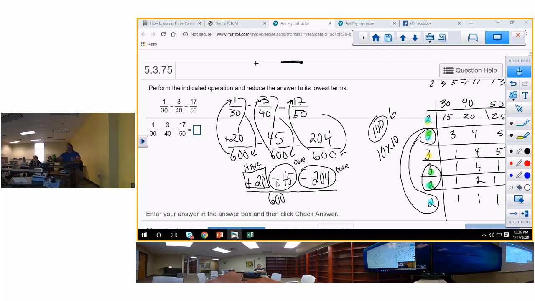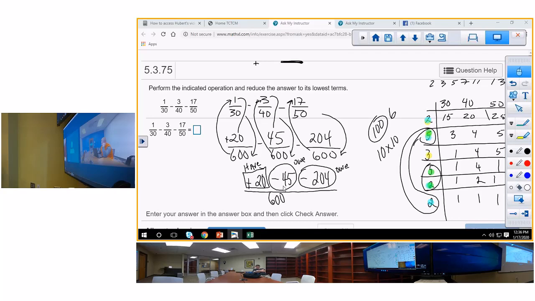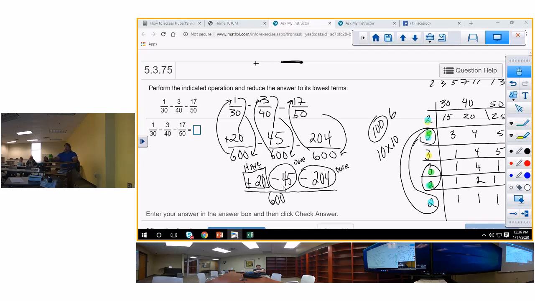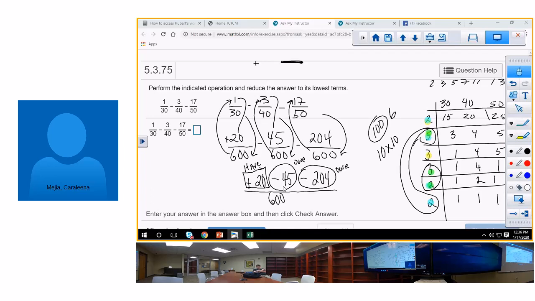All right. So we have $20. We owe $45. If you have $20 in your pocket and you owe somebody $45, what is the result of that transaction? You still owe them $25, right? So now we owe $25 and we owe $204. That sounds more like my bank account. Minus 25, minus 204. If you owe somebody $25 and you owe somebody else $204, what do you owe them both? $229. Yeah, $229. Okay.